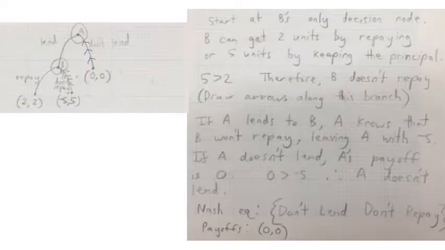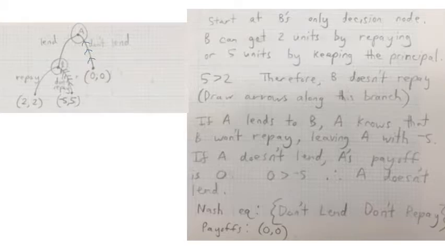Again, we start at B's only decision node. B can get 2 units by repaying or 5 units by keeping the principal. 5 is greater than 2, so B doesn't repay in this case. So we draw arrows along this chosen branch upwards. If A lends to B, A knows that B won't repay, leaving A with negative 5 units of payoff, the worst possible payoff for A. If A doesn't lend, A's payoff is 0. Okay, so 0 is greater than negative 5. Therefore, A chooses don't lend.